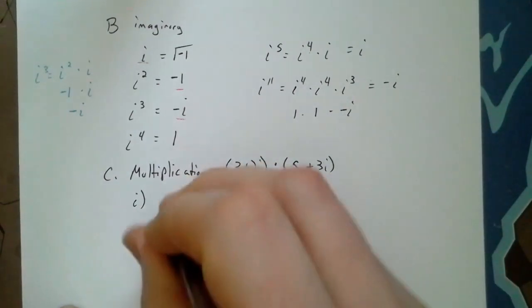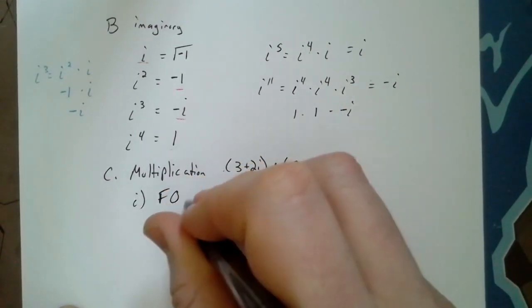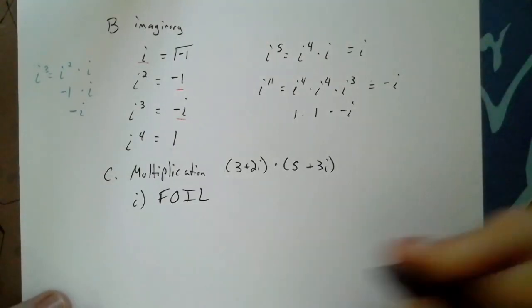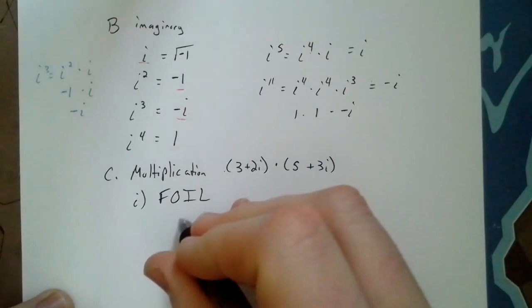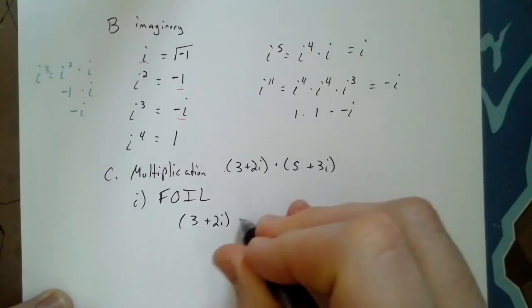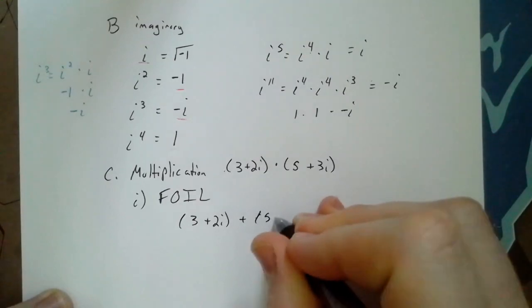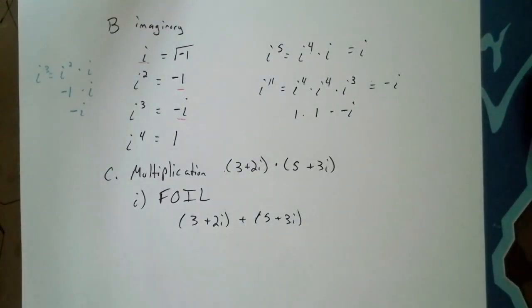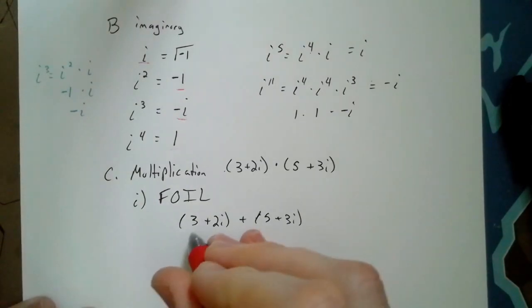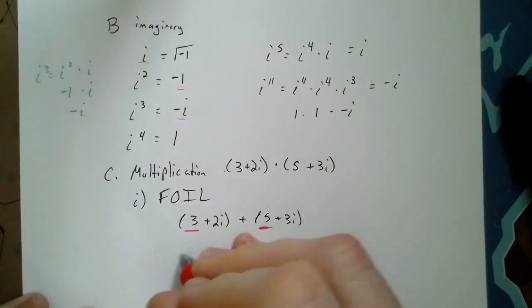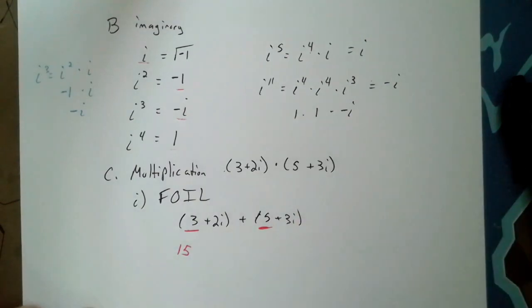So the first one we're going to look at is what's called the FOIL method, right? FOIL stands for first, outer, inner, last. Some people do it with this whole smiley face thing. I don't really know. What I do here is I just underline them, right? For the first, I'm going to underline the first number in each term. So 3 times 5 is 15, right?